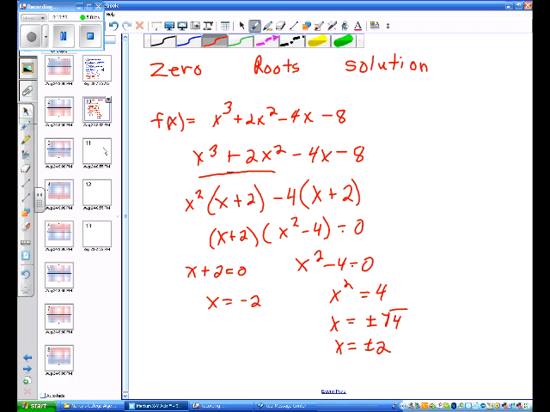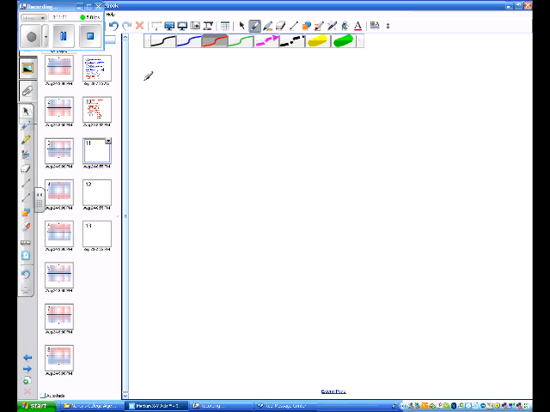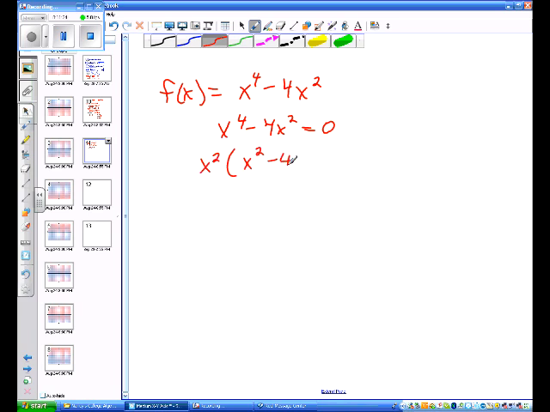Let's look at another problem. Let's say that we have f of x equals x to the fourth minus 4x squared. Well, we want to solve it, so we're going to set it equal to 0. And again, we can factor out a common factor of x squared and have x squared times x squared minus 4.